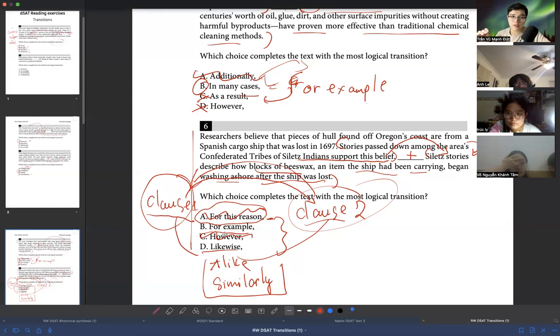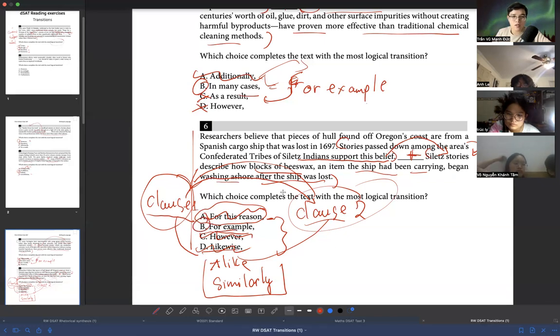Likewise is incorrect because sentence 1 and sentence 2 are describing different things. This one is talking about how this story supports this belief, and the second is about how the story is phrased. So they're not the same. The fact that the story passed down supports this belief doesn't mean that it directly caused the story to have blocks of beeswax and items the ship has been carrying. So A won't be correct either. C won't be correct because apparently this is supporting, evidently, and B will be the last answer.